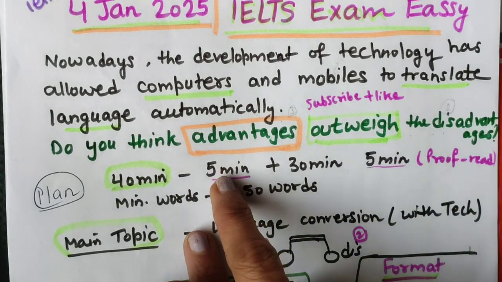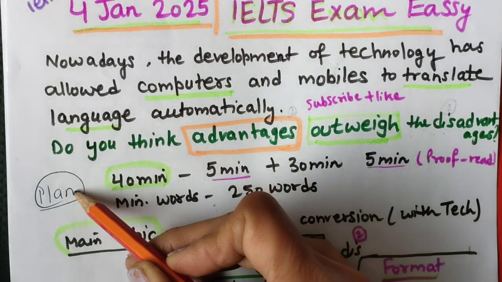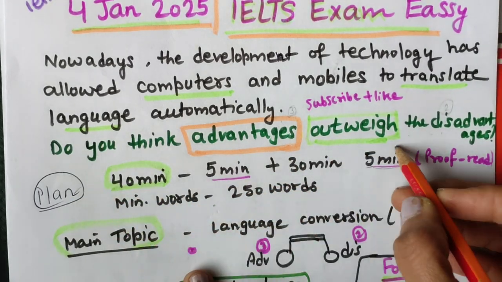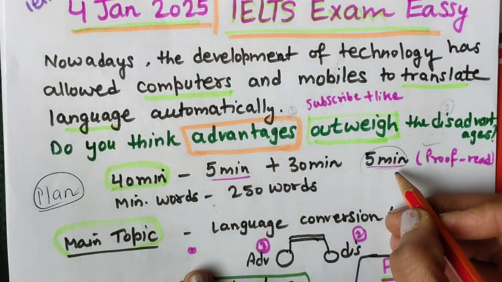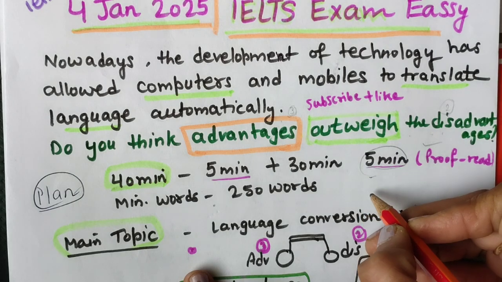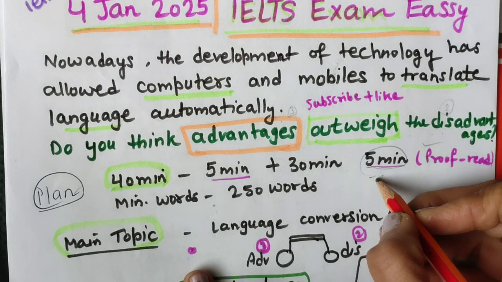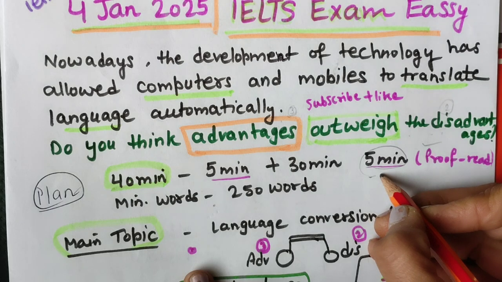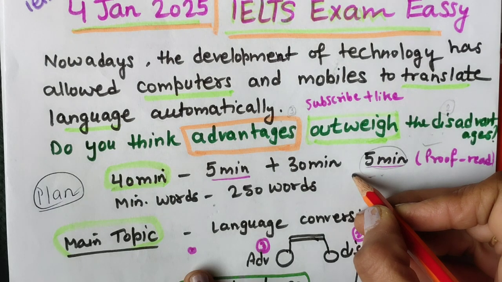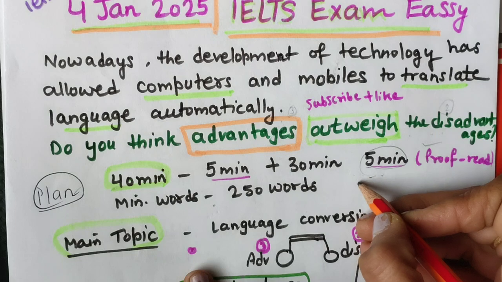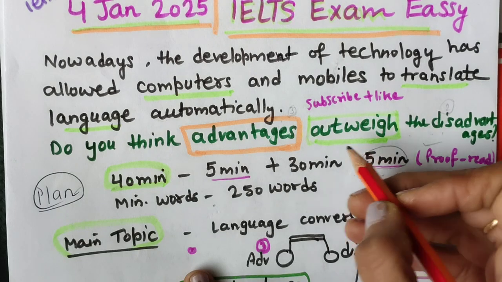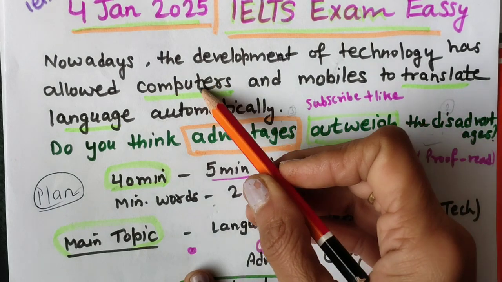As I told you, 40 minutes we have been given for this. In the first 5 minutes you will do the planning, and in the last 5 minutes you will do proofreading to find your own errors in spelling, punctuation marking, and sentence structure. Okay, and if some words are repeated, please change your words with a synonym or add something before and after.